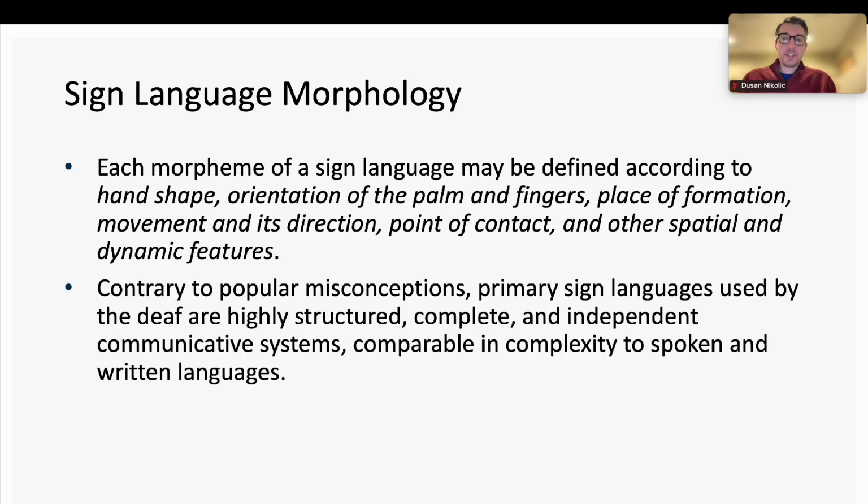Each morpheme of a sign language may be defined according to hand shape, orientation of the palm and fingers, place of formation, movement and its direction, point of contact, and other spatial and dynamic features. Contrary to popular misconceptions, primary sign languages used by the deaf are highly structured, complete, and independent communicative systems comparable in complexity to spoken and written languages.